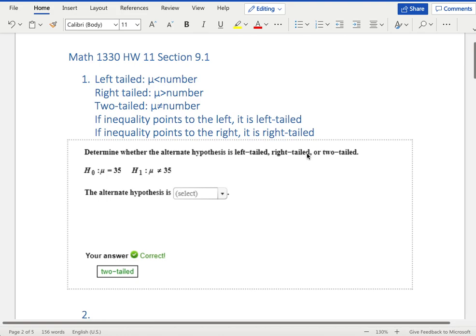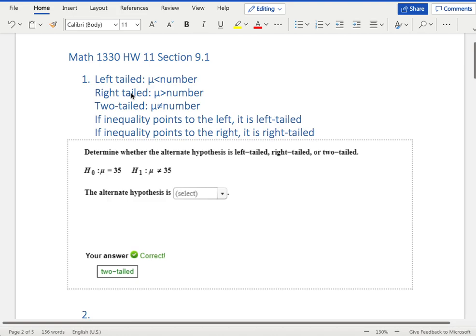involve first stating what the null and alternate hypotheses are and whether they're left-tailed, right-tailed, or two-tailed. For whether it's left-tailed, right-tailed, or two-tailed, you're just going to look at what symbol is in the alternate hypothesis. Alternate hypothesis is H1, null hypothesis is H0. If this has a not equal to sign, then it is two-tailed. If it has a less than sign, then it's left-tailed. And if it has a greater than sign, then it's right-tailed.